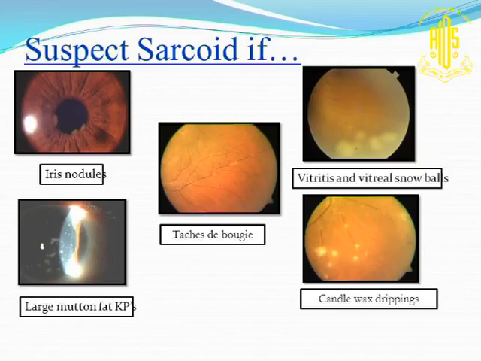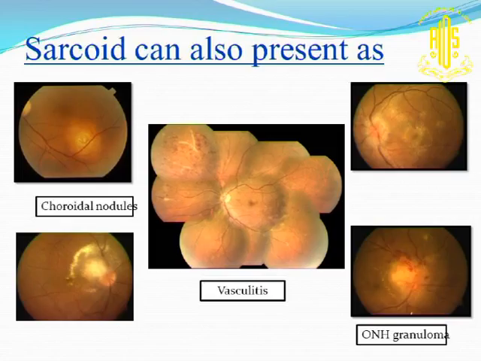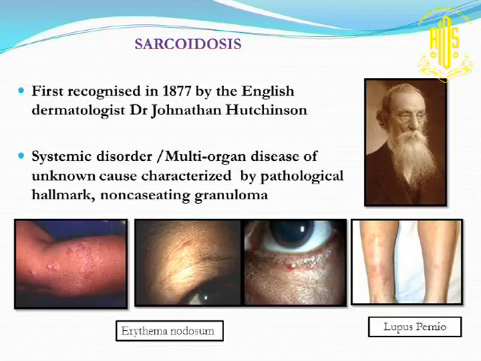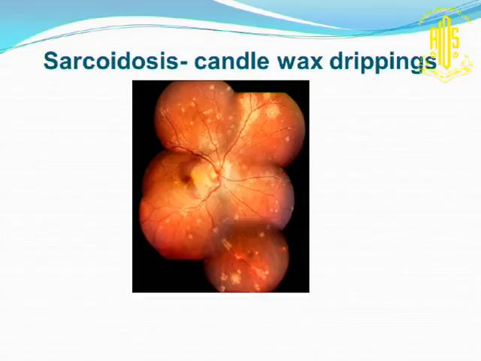Sarcoid uveitis can present with iris nodules, large mutton-fat KP, Koeppe and Busacca nodules, vitreous snowballs, and candle wax dripping. And they can have retinal vein occlusions, which mimics Eales disease. Sarcoidosis is a systemic multi-organ disorder characterized by lupus pernio and erythema nodosum. And here you can see that candle wax dripping, patchy infiltrations of the retinal vessel inflammation. This patient had CNVM also.